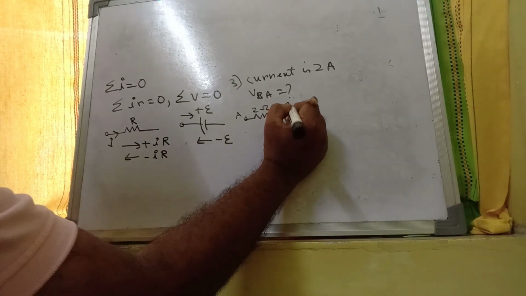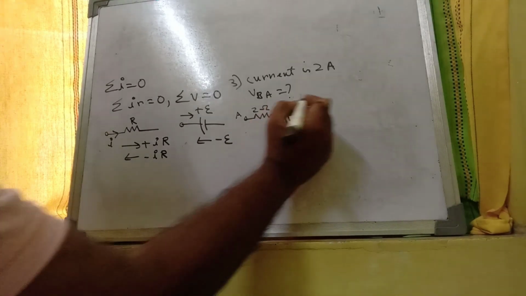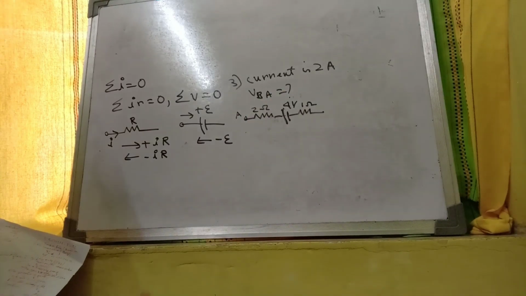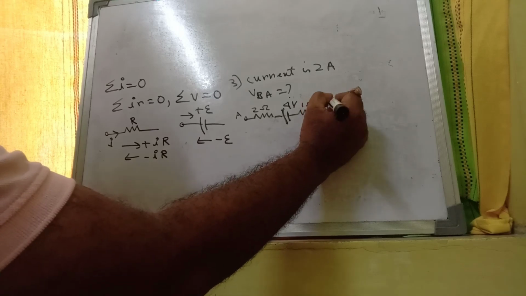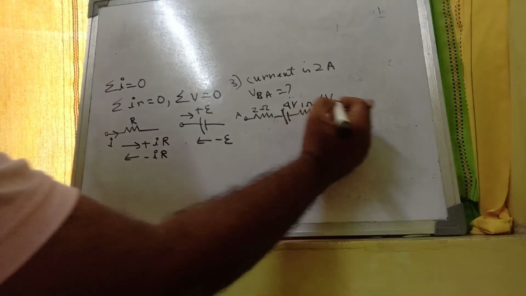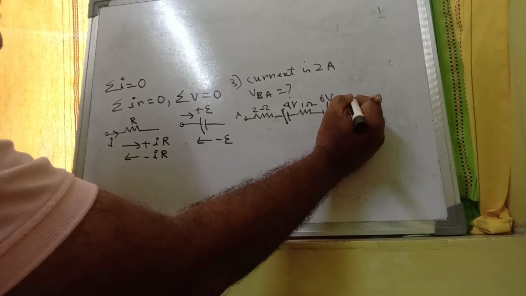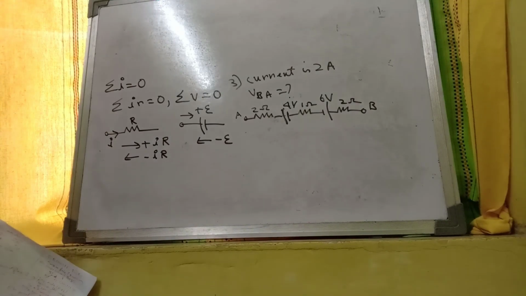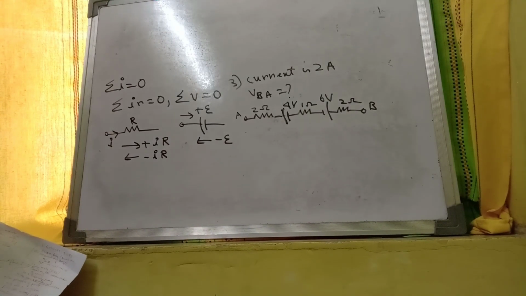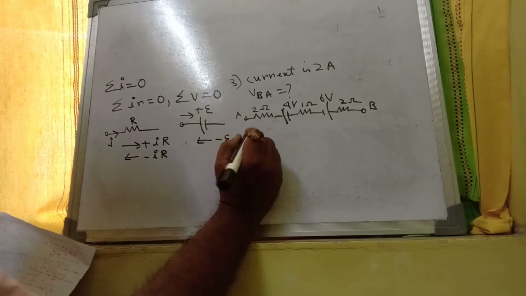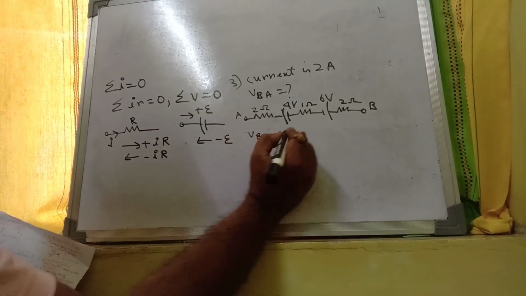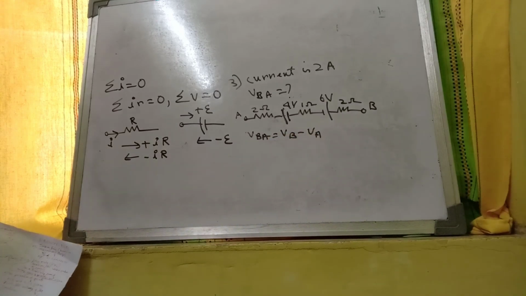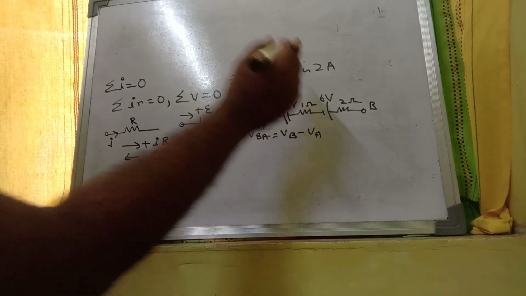This is 4 volt. This is 1 ohm, followed by 6 volt, then a 2 ohm resistance comes in the way and it reaches the point B. So this is the circuit. You have to find VBA, that means it is VB minus VA. I am following this path, and remember 2 ampere current is flowing.